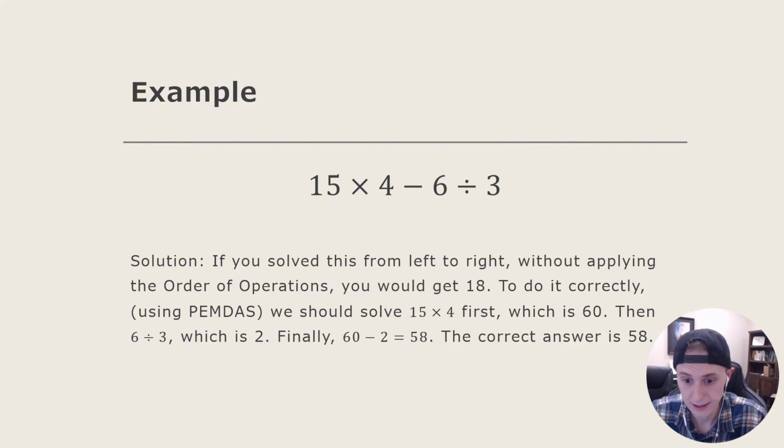If you do it correctly following the order of operations, then we should solve 15 times 4 first, which is 60. Then you solve 6 divided by 3, which is 2, because we're working left to right, remember. Then finally, you do 60 minus 2, which is 58. So the correct answer is actually 58. If you need to review this, keep reviewing it until you understand it. This is super, super important.